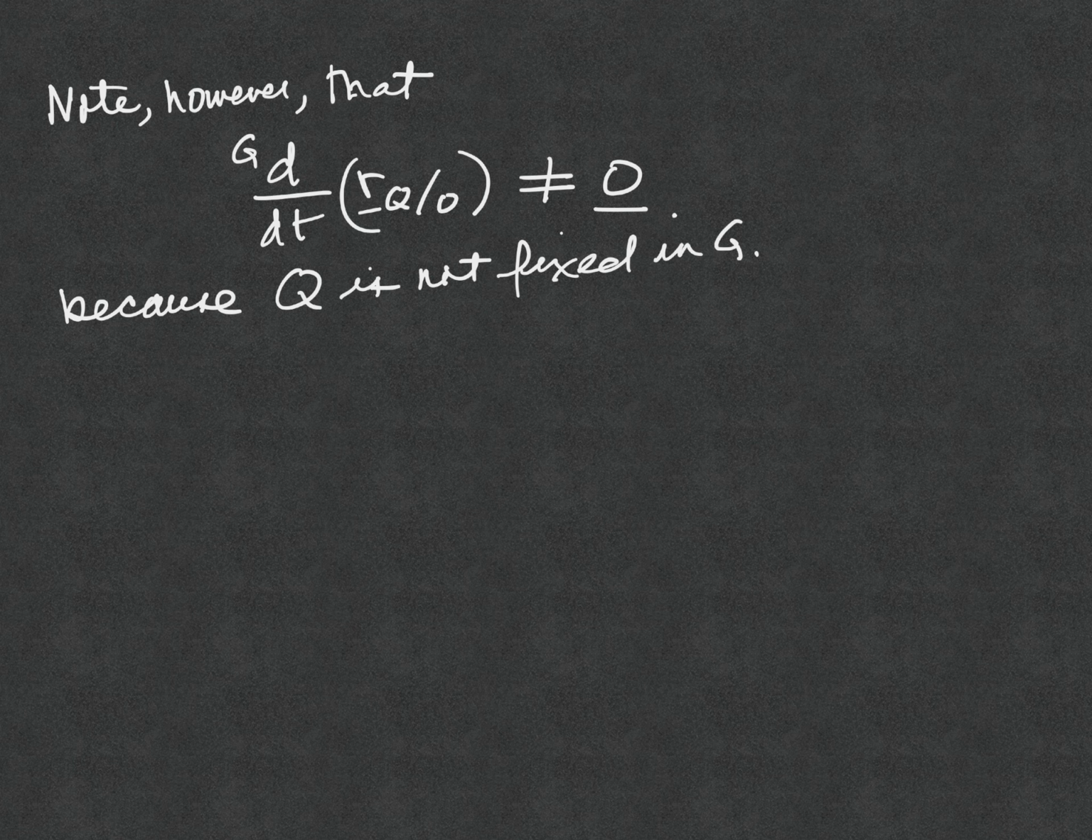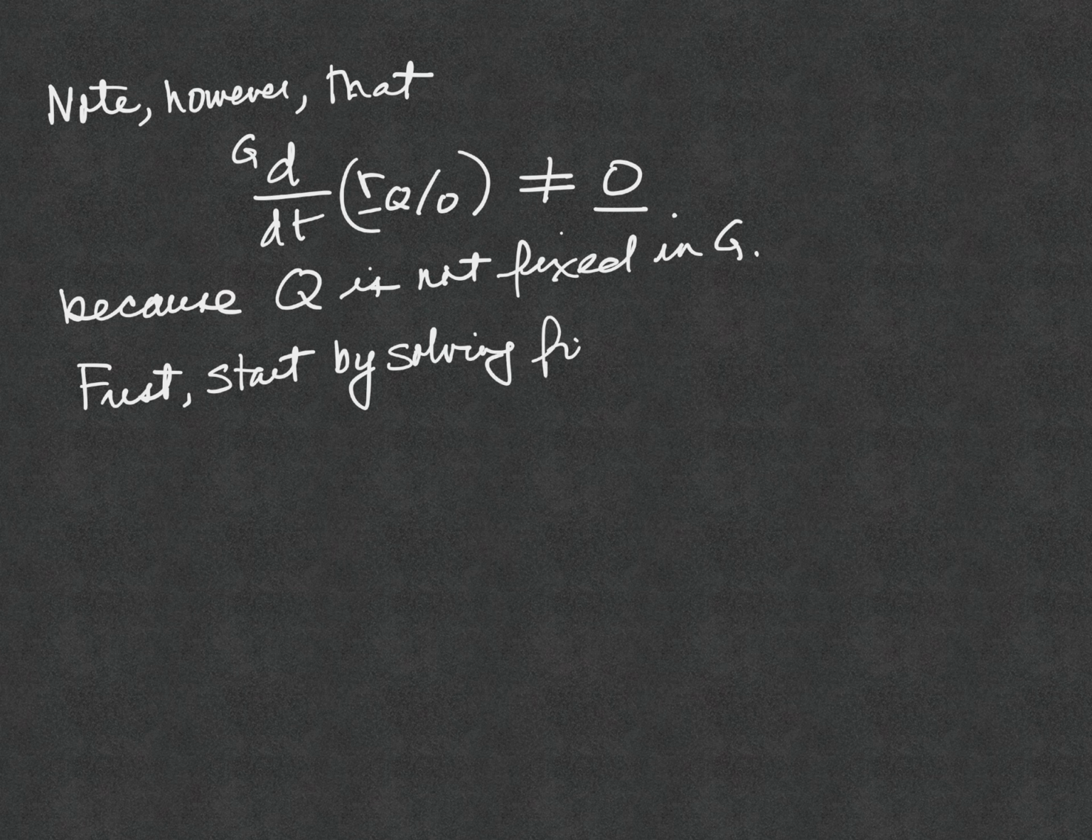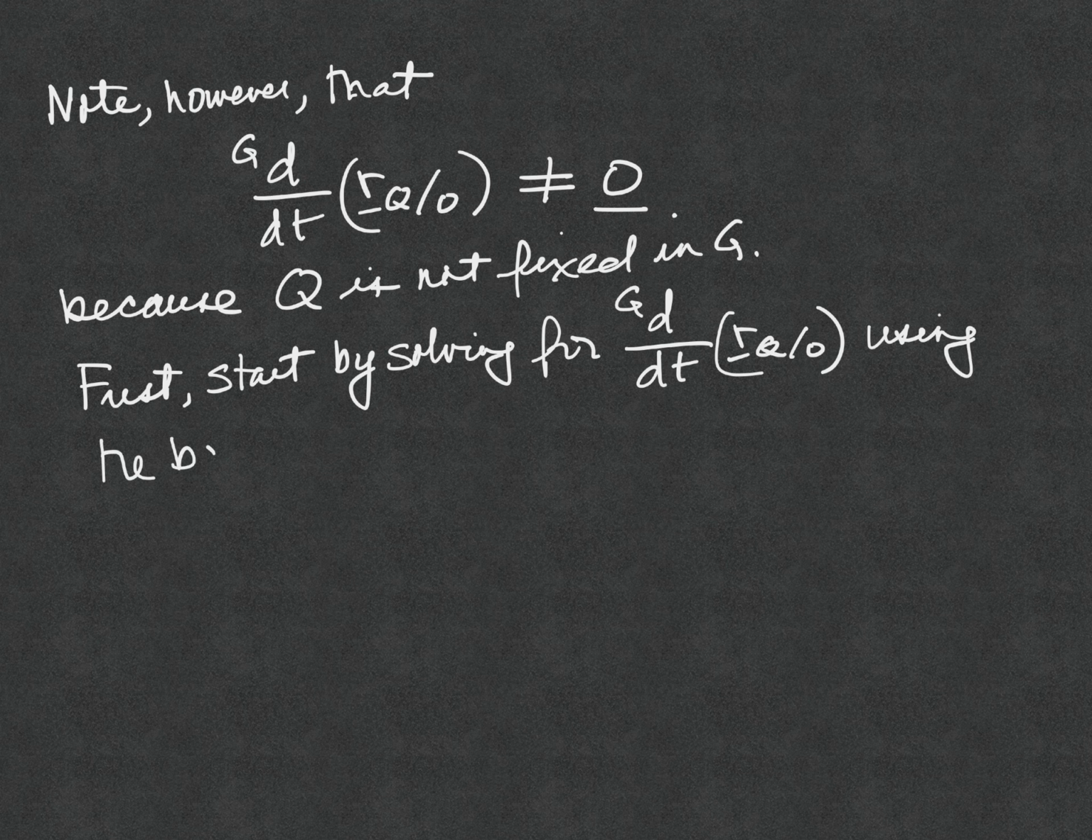Now, one way to do this, which is not the correct way or not a good way to do this, is to just naively work with this basis, EX, EY, EZ. So we can do that. So first, start by solving for the rate of change in G of the position of Q relative to O using the basis EX, EY, EZ. If we do that, we wind up with the following.